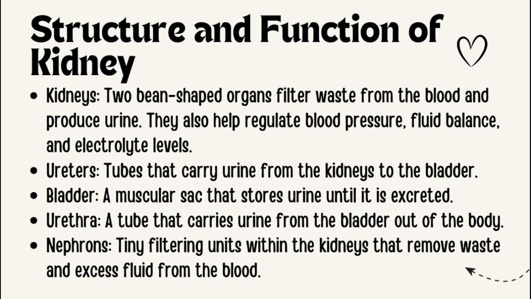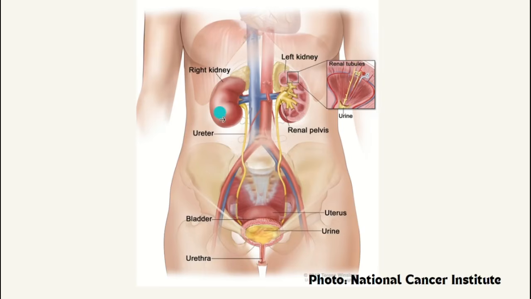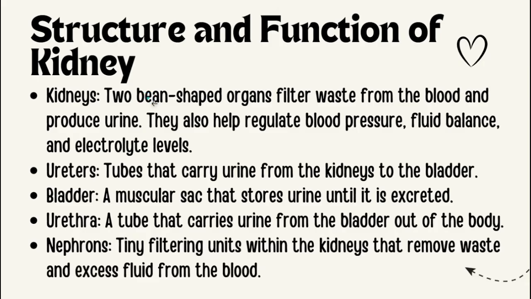Basically it filters out waste from the blood, and we talked about why that's so important, because all that buildup in your body can literally kill you. It also helps to regulate blood pressure, fluid balance, and electrolyte levels. If we look at how it's shaped, we have two kidneys, a kidney on the right and a kidney on the left. That's the structure of it.